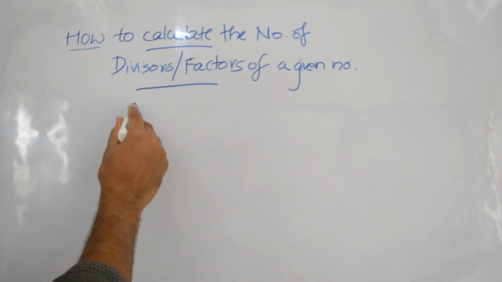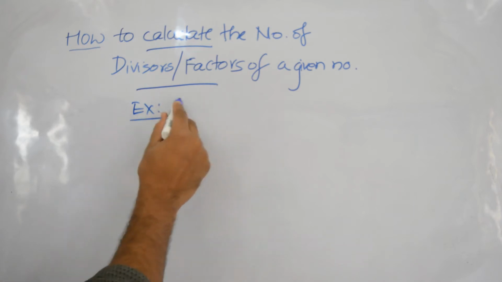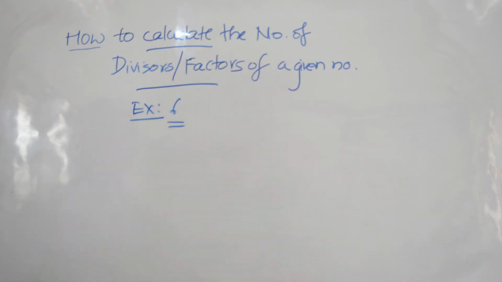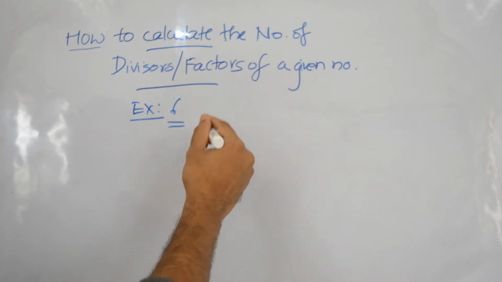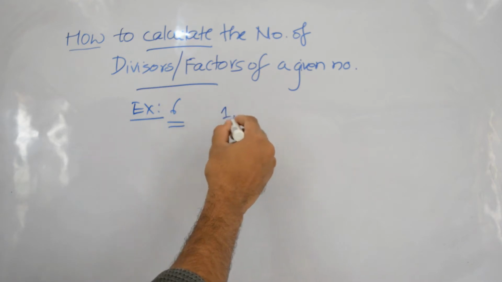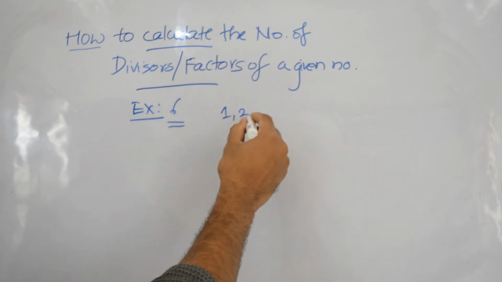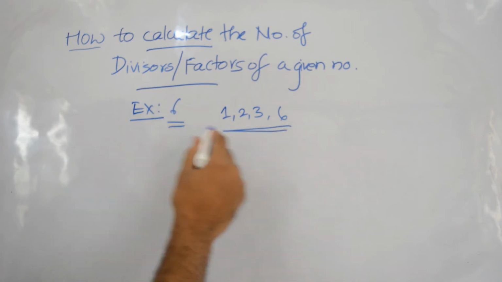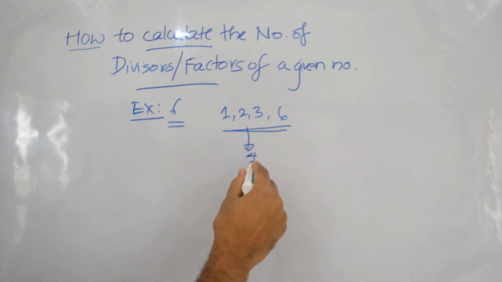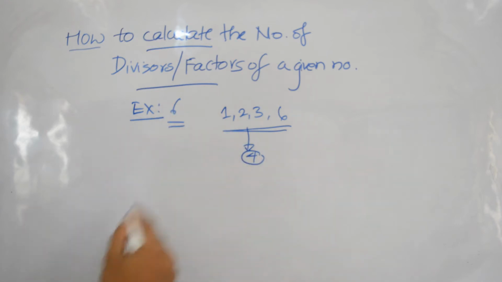For example, here we have the number 6, and we have to find the factors of this given number. We go by the conventional method. We have to see which numbers divide 6 completely. Here 1 divides 6 completely, and so do 2, 3 and 6. So there are a total of 4 factors dividing the number 6.